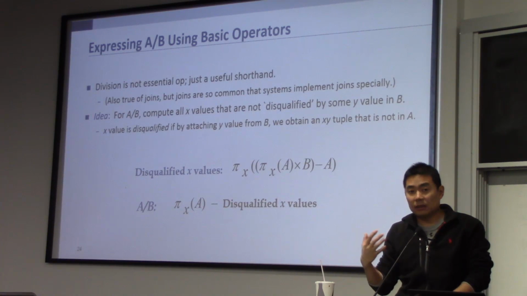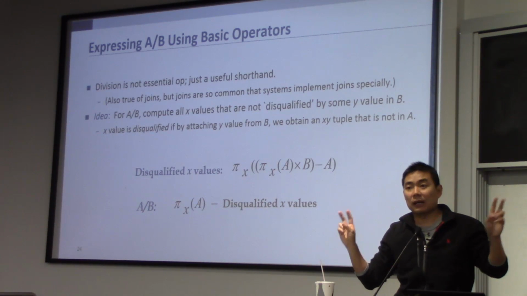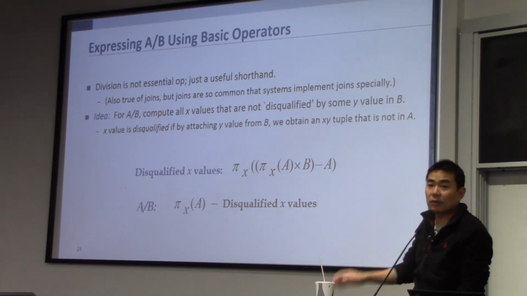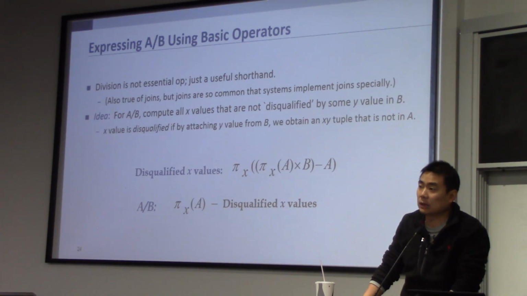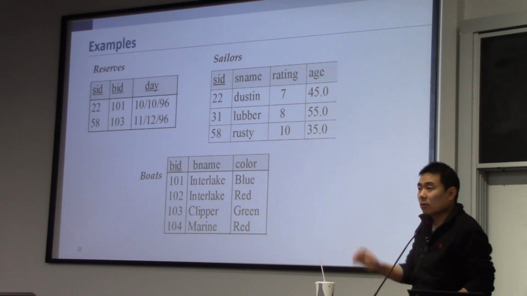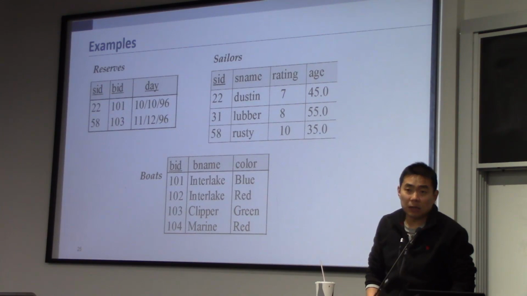And that's obviously what we call those disqualified x values. Then you use all the x values from A minus away those disqualified x values, you get what you want. So that's essentially the logic behind this approach. So that's all we need to know about relational algebra.